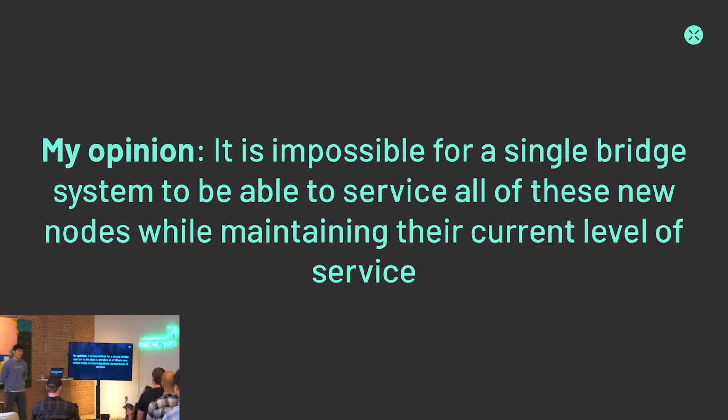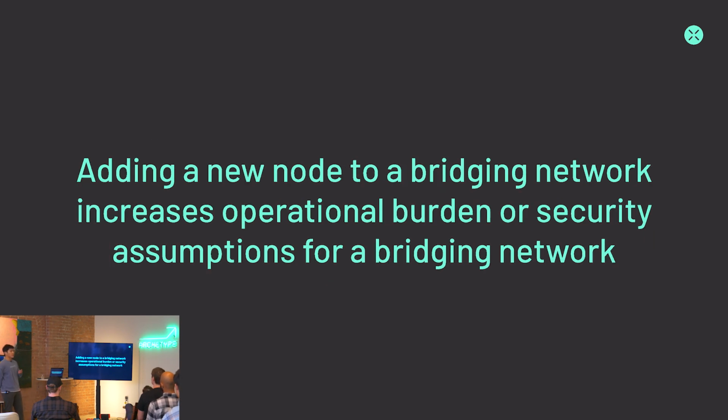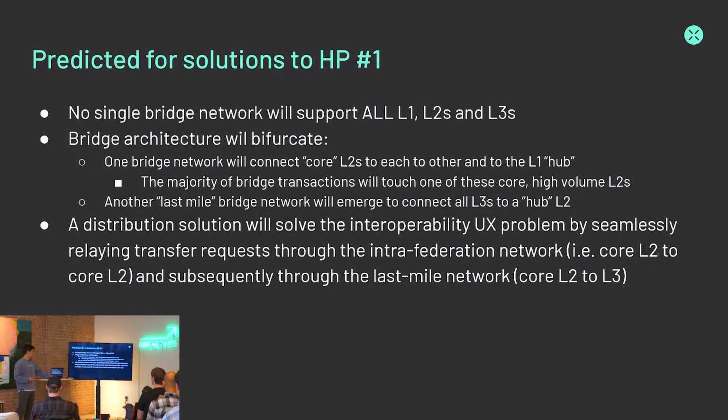And I think it's an engineering problem, as well as one of the properties of decentralization, where adding a new node to a bridging network, keyword network, will increase operational burden or security assumptions for the bridging network. There's kind of no way to approach this without moving along the spectrum of decentralization towards centralization, or just increasing your team and trying to manage this very hard engineering problem. And I think a more natural solution is we're gonna see bridge architecture bifurcate. So I think there will be one bridge network, and I'm gonna show some pictures to illustrate this. There's gonna be one bridge network that will connect all of the core L2.